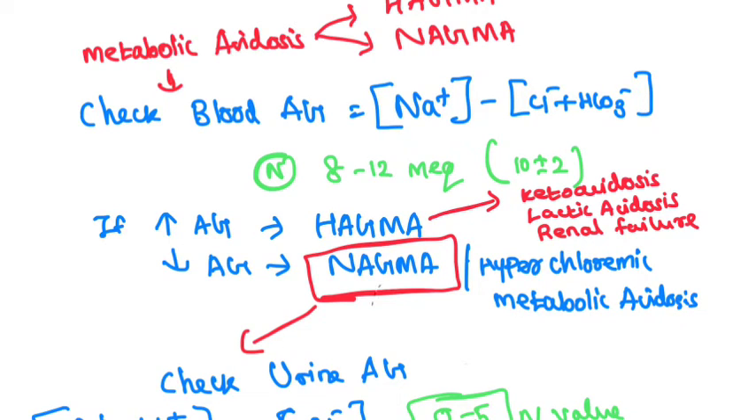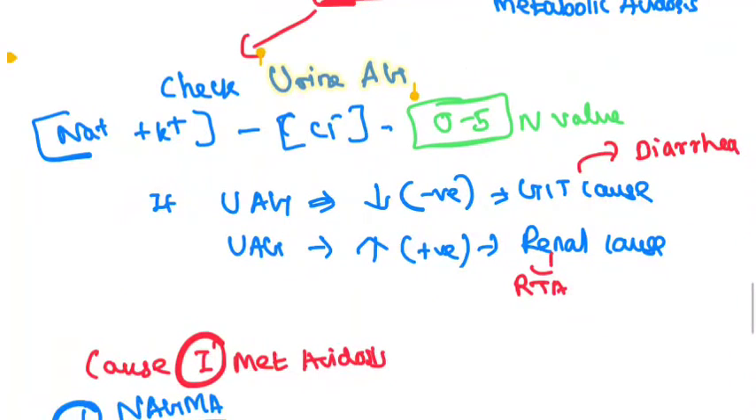If normal anion gap metabolic acidosis is present, then check the urine anion gap. Urine anion gap normal value is 0 to 5. If the urine anion gap is decreased, a GIT cause is present, and the most common cause is diarrhea. If the urine anion gap is more than the normal value, it is a renal cause. Most common cause is renal tubular acidosis.